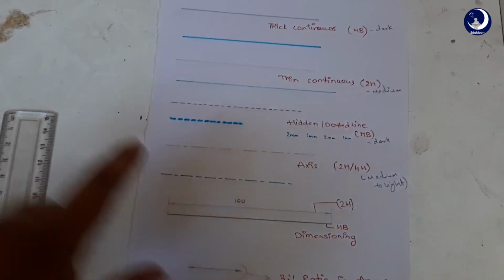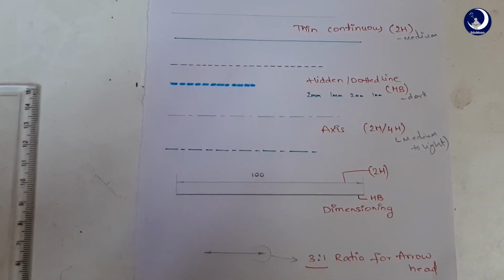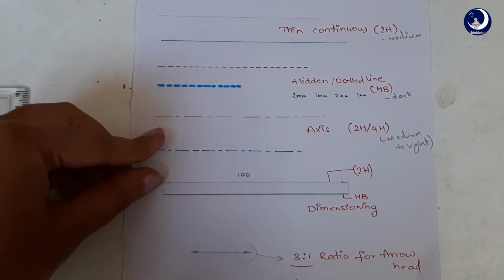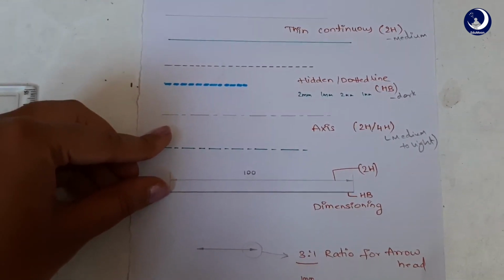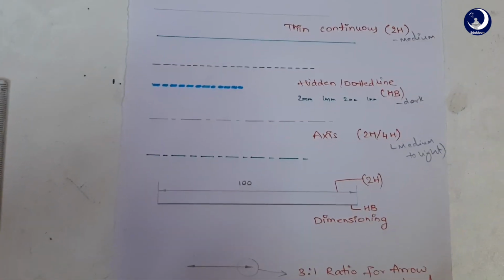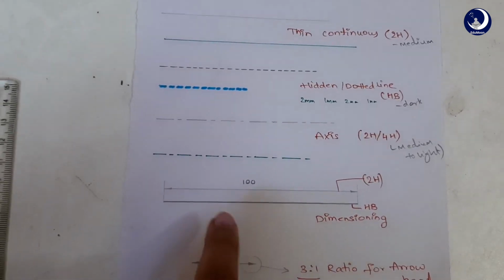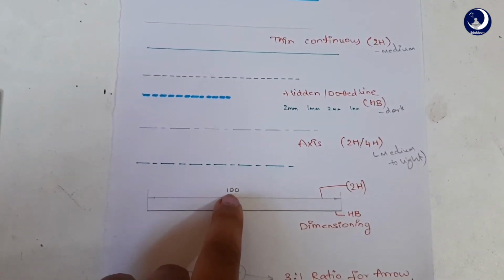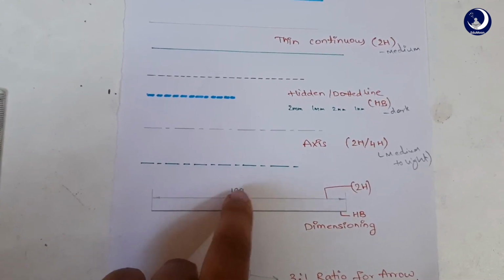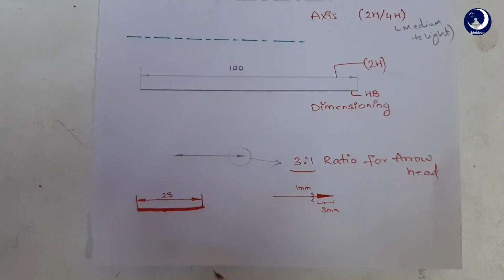This extension line can be from 8 to 10 mm. And the dimension line has to be above at least 7 mm from the HB line. That is, the distance between the object and the dimension line has to be 7 mm, or it can be a little more. And this represents the measurement, which is again written using an HB pencil, but we'll talk about writing numbers and letters in later videos.